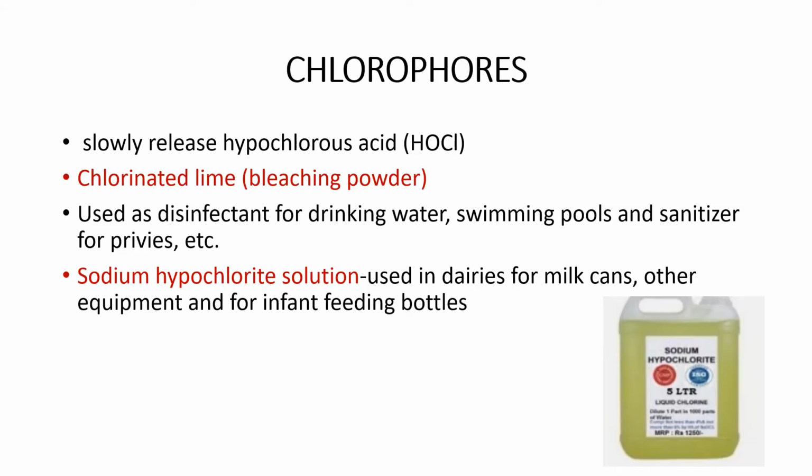And chlorophores, they are similar to iodophores. They slowly release hypochlorous acid. Okay, so the famous chlorophore we all know is chlorinated lime, otherwise called bleaching powder. It is used as a disinfectant for drinking water, swimming pools, and as a sanitizer for privies, etc. Another chlorophore is sodium hypochlorite solution, which is used in dairies for milk cans and equipment, and for disinfection of infant feeding bottles.